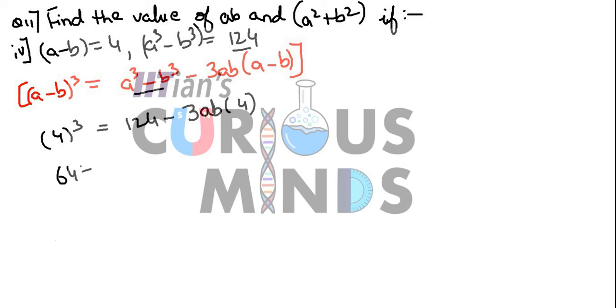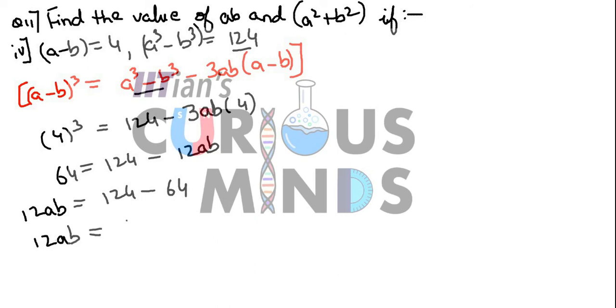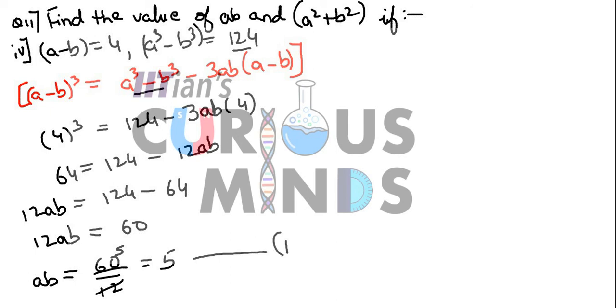Therefore 64 is equal to 124 minus 12AB. Therefore 12AB is equal to 124 minus 64. Therefore 12AB is equal to 60, and therefore AB is equal to 60 upon 12, which is equal to 5, which is my equation number 1.